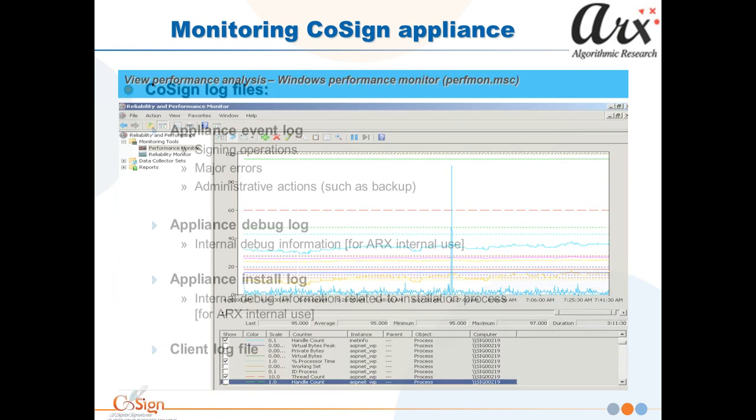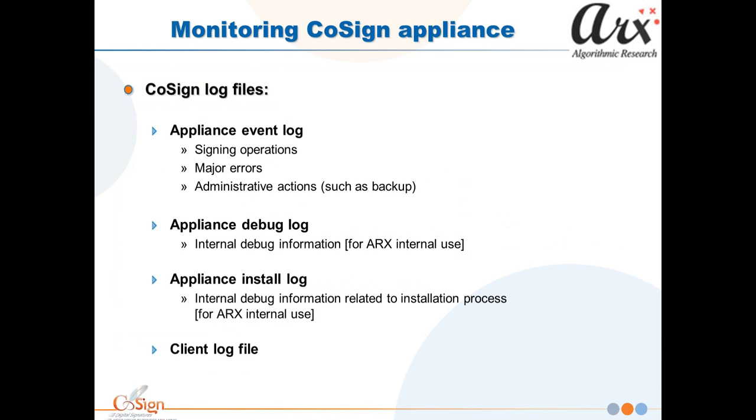Okay. What other log files are available? From the CoSign Appliance, we have the Appliance Event Log, which logs signing operations, major errors, and administrative actions such as backing up the appliance. The Appliance Debug Log, which is internal debug information for ARX internal use only. That means that typically you're only downloading that when a support representative has requested that log from you.